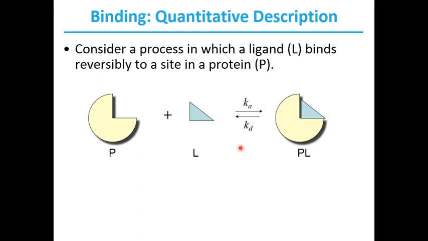Now, what is a rate constant? Rate constant is what defines how fast a reaction happens, right? Now, in this case, the reaction is binding of protein P by ligand L. And when they interact, a complex called PL forms because P interacts with L.